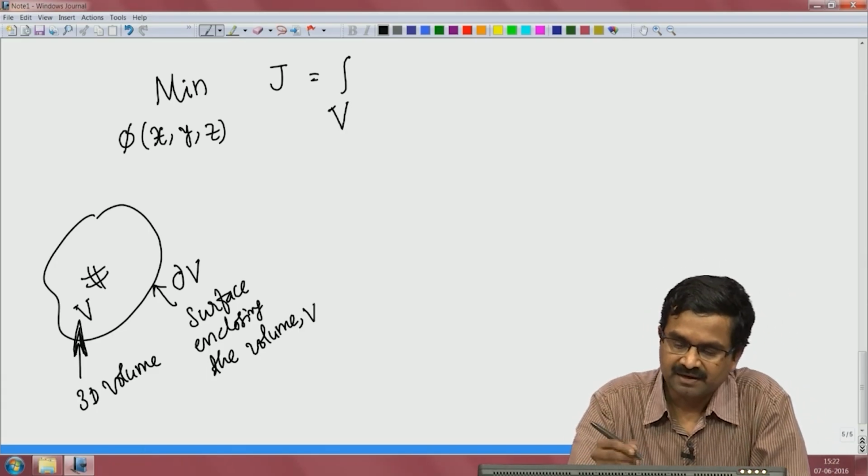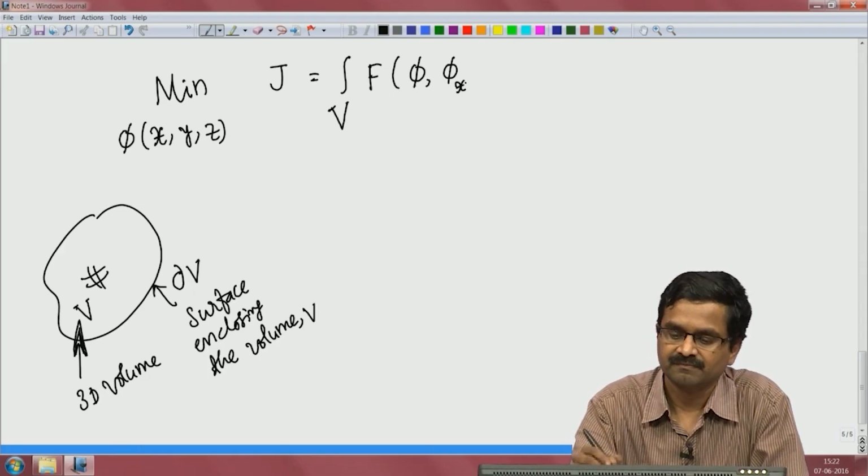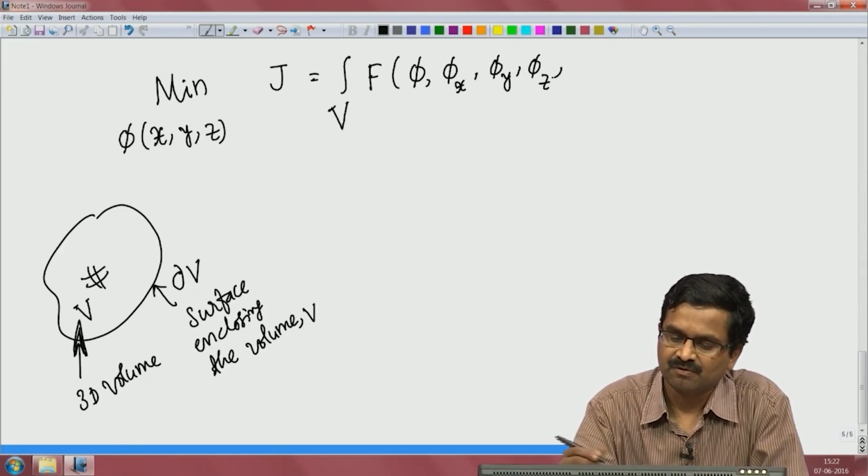So, here I can write my integrand in terms of phi and then phi sub x, phi sub y, phi sub z. What does it mean?